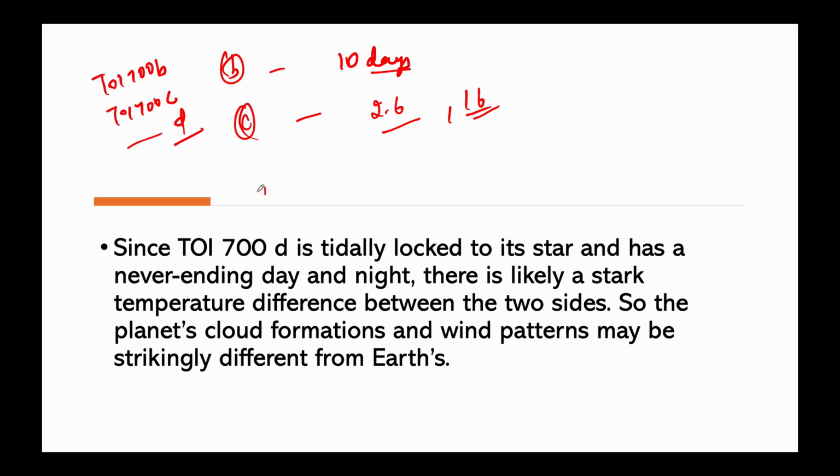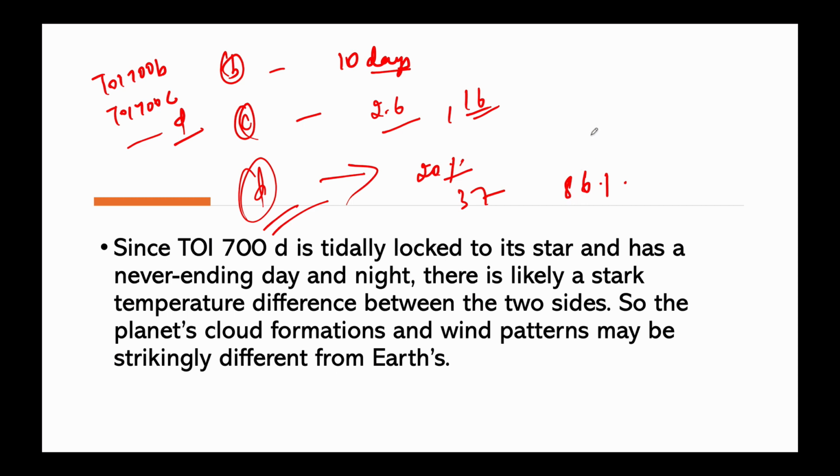Now coming to D, which we are actually hoping to be in the habitable zone. It is the outermost planet in the system, and it's the only detected planet in the habitable zone. So it's probably rocky. It's just 20% larger than Earth. It orbits in around 37 days and it receives from its star 86% of the energy that Earth receives from the sun.